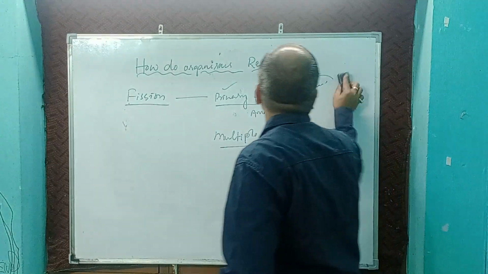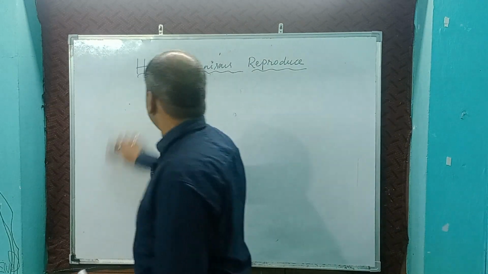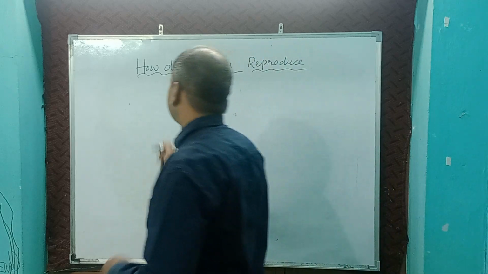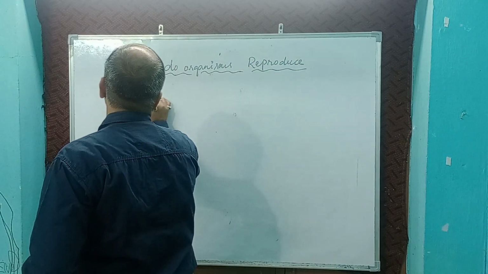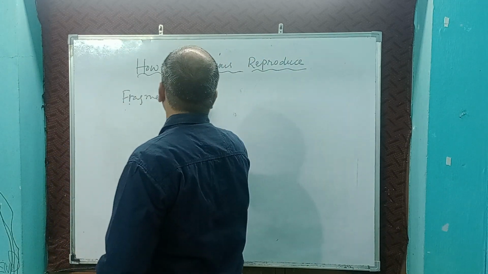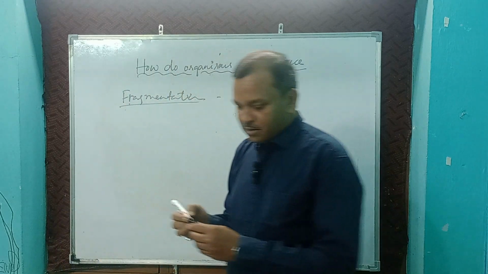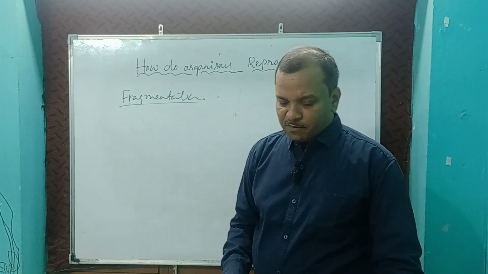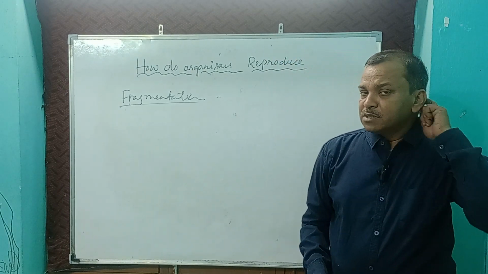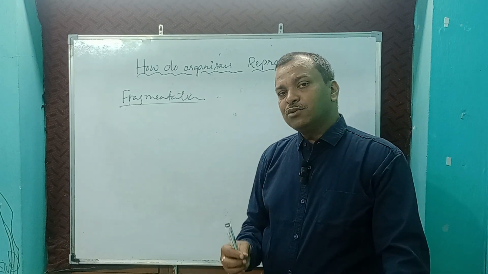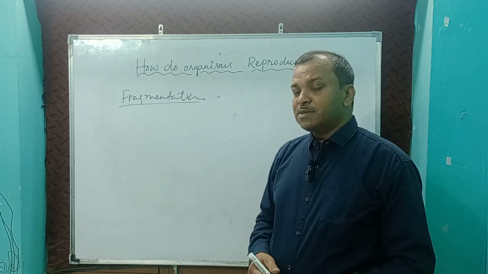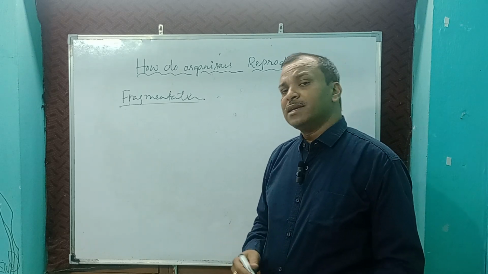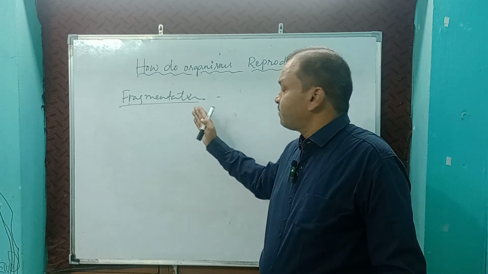Next one is fragmentation. Fragment means what? Into smaller pieces. It divides or cuts into smaller pieces. Spirogyra is an example that you can give for fragmentation.